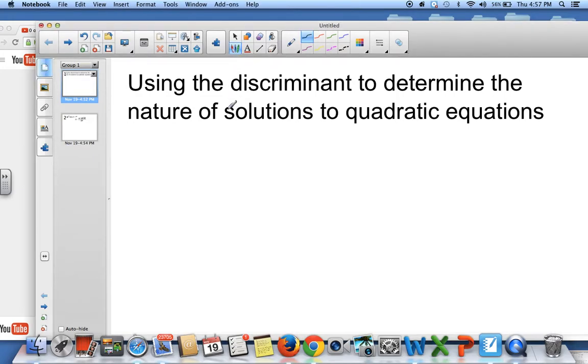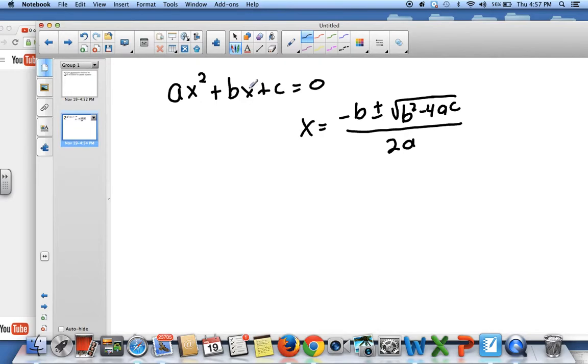Discriminant. We're going to look at this right here. This is the quadratic formula. And it all starts with having ax squared plus bx plus c equals 0. Once you have that, we can solve this.